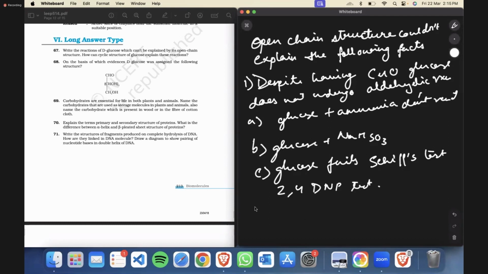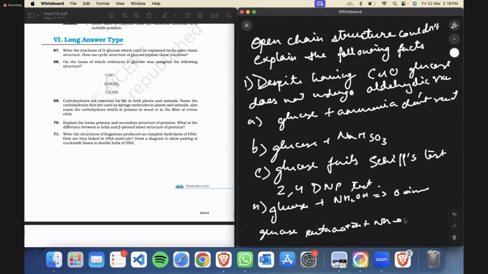Point number two. Glucose reacts with hydroxylamine to form an oxime, but glucose pentaacetate does not react with hydroxylamine. This shows that the CHO group is not present in glucose pentaacetate. So glucose reacts with hydroxylamine to form oxime, but glucose pentaacetate does not react with hydroxylamine.